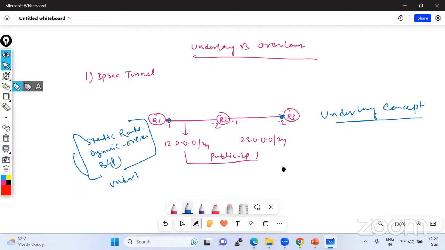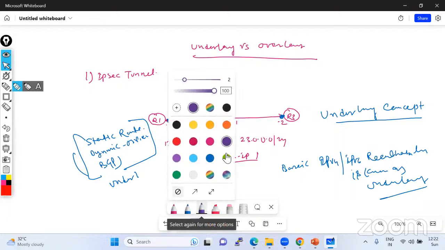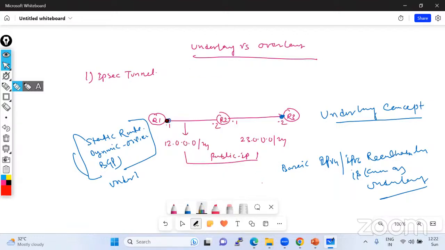So you're just making the basic IPv4 or IPv6 reachability, and that is known as the underlay. Right? I hope you guys understand. So this is your underlay concept. Once you have the basic IPv4 reachability, you are good with the underlay and you can start building something known as the overlay. Only then is it possible to create the tunnels from this location to this location.